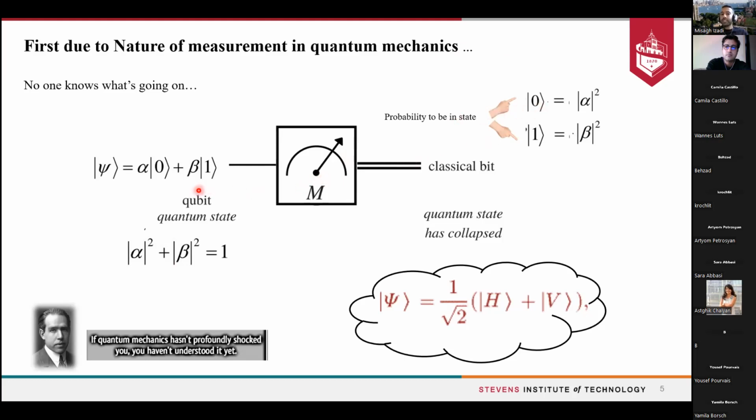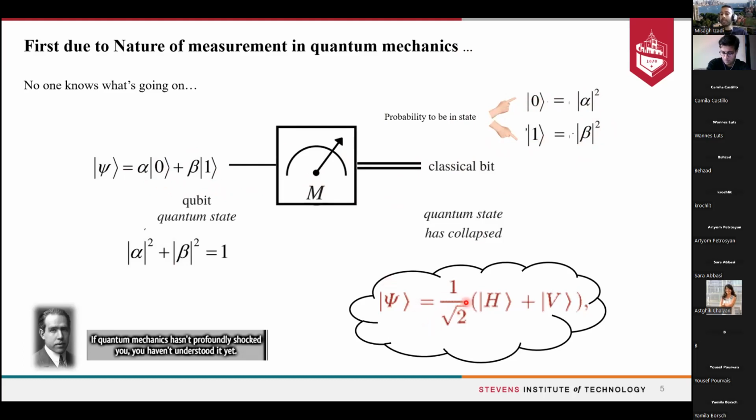After the measurement, the chance you find this photon in the 0 state is just alpha squared. The chance to find it in the 1 state is just beta squared. No matter how many times, for example 10,000 times, you measure the polarization of this photon, you just get randomness here. This is the probability you get this one. This is the probability you get that one.